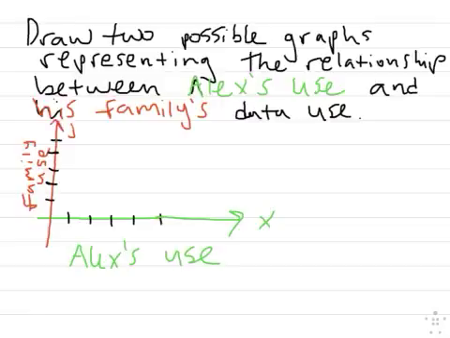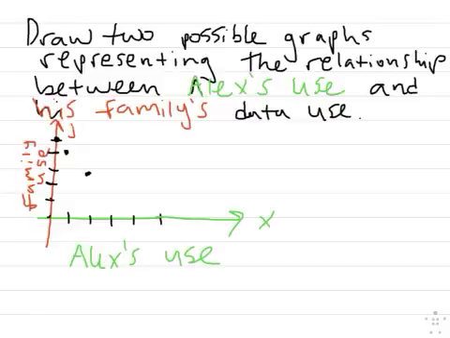Okay, so maybe Alex uses 0. So let's put a couple points in that make sense here. Alex maybe uses 0 data. Okay, so his family gets to use all 10. So good, there's a point right there, right? If Alex uses 2, how much does his family get to use? Okay, 2 plus 8 is 10. So here's another value we get. All right, if Alex uses 4, his family gets 6. So there's another data point.